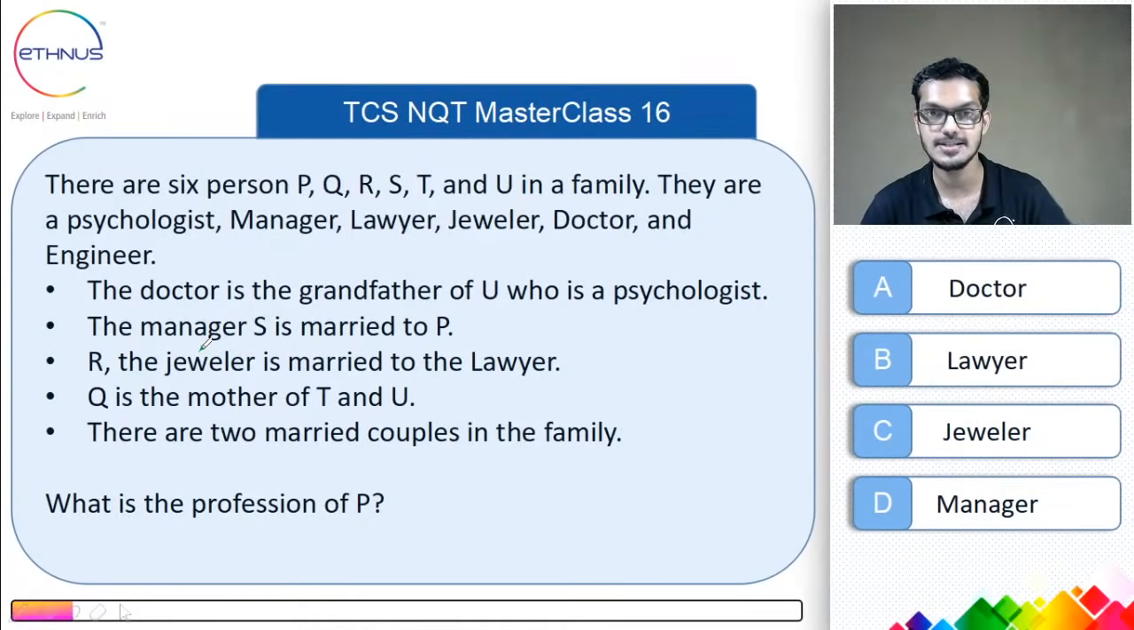There are 6 persons, P, Q, R, S, T and U in a family. Everything is same, but the question is different here. What is the profession of P? So let me know in the live chat what is the correct answer.